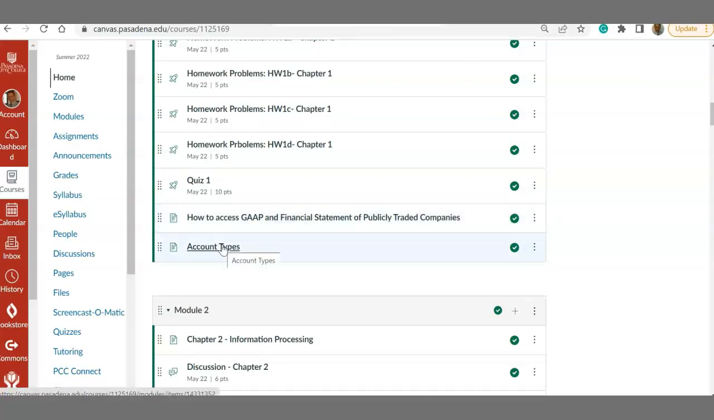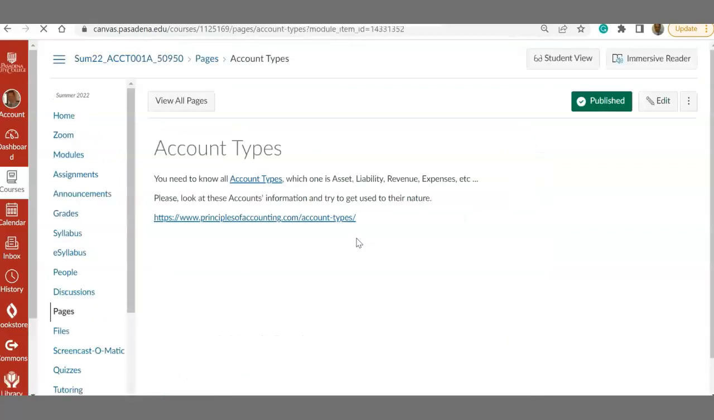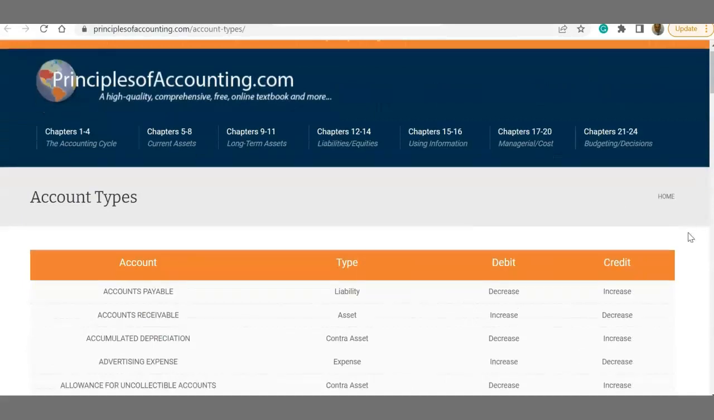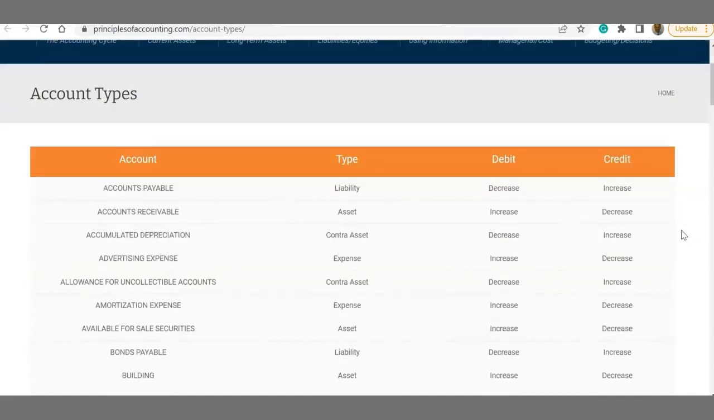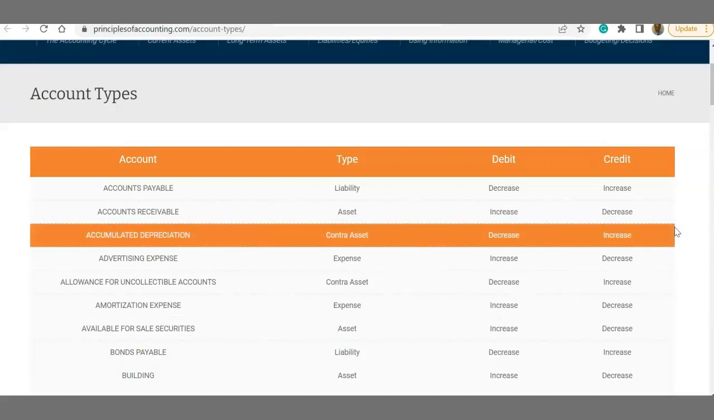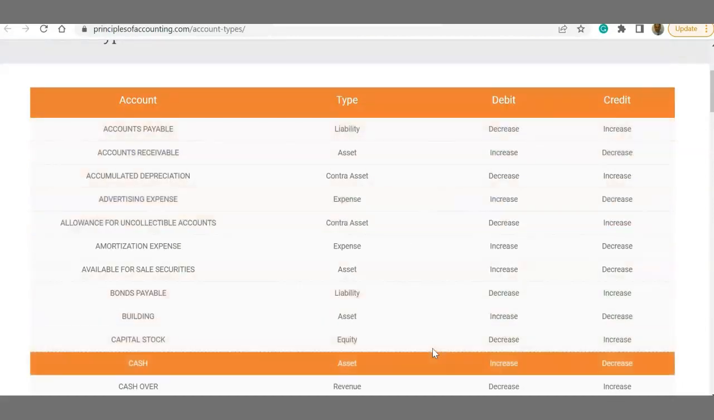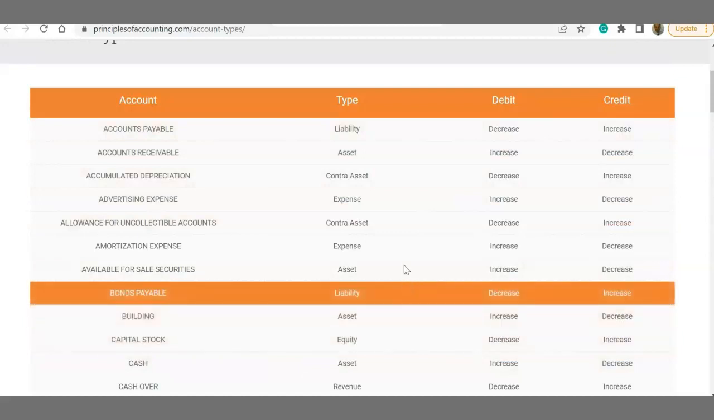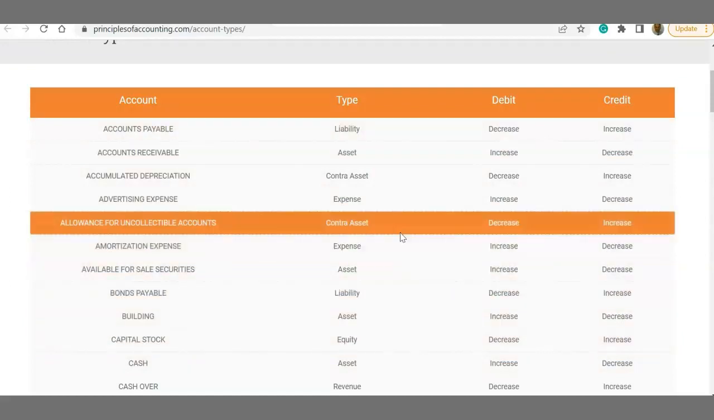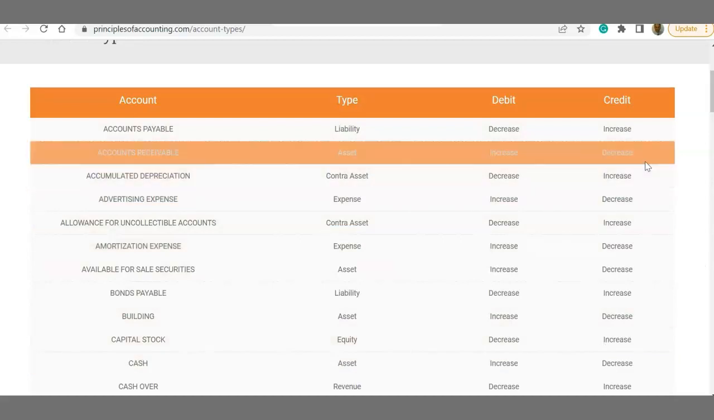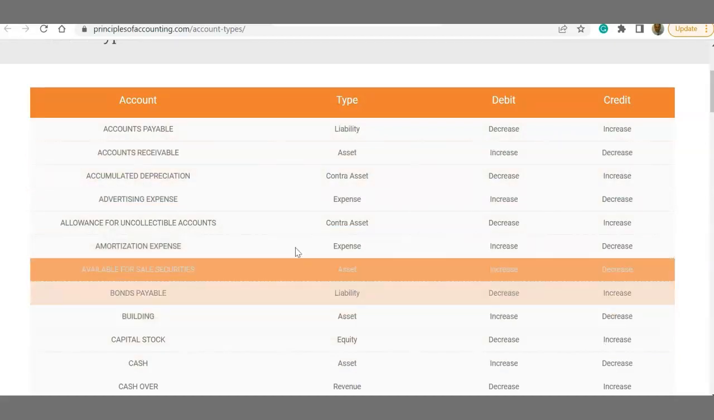And also, I have another page here. We call it account types. In these account types, those are things that you need to learn within the next week. At the beginning, it will be a little bit challenging, but down the road, within the next 7 to 10 days, you should be able to easily identify them.